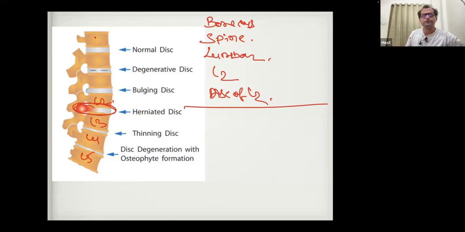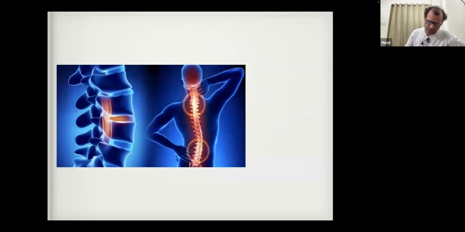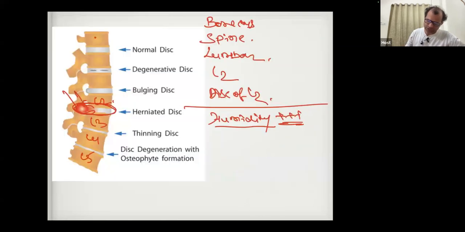What is the herniated disc? This unwanted growth which is giving the pressure is the humidity energy. So humidity is plus plus plus. If we want to reduce this growth, we have to sedate the humidity. We need to sedate the humidity.